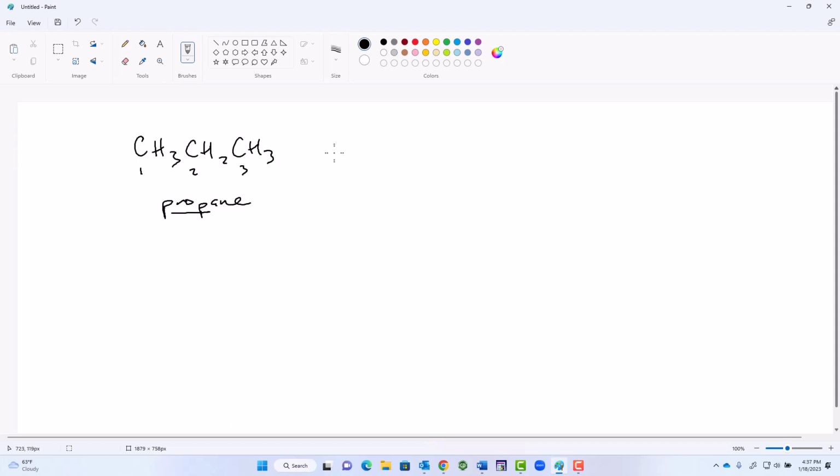Prop is the prefix for 3. If we were to draw this in a more structural drawing, we might say we have 3 carbons in a chain connected by single sigma bonds. We have 2 hydrogens attached to the middle carbon, and then we have 3 hydrogens attached to the terminal carbons. Now, this is a step further. This shows us where the bonds are rather than just having it in a linear structure. This can show us where the bonds actually lie. But even this is still a little bit tedious.